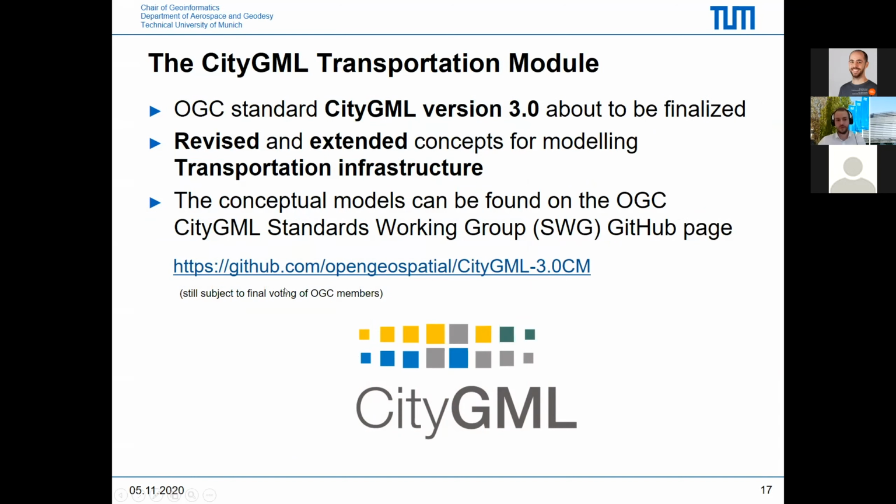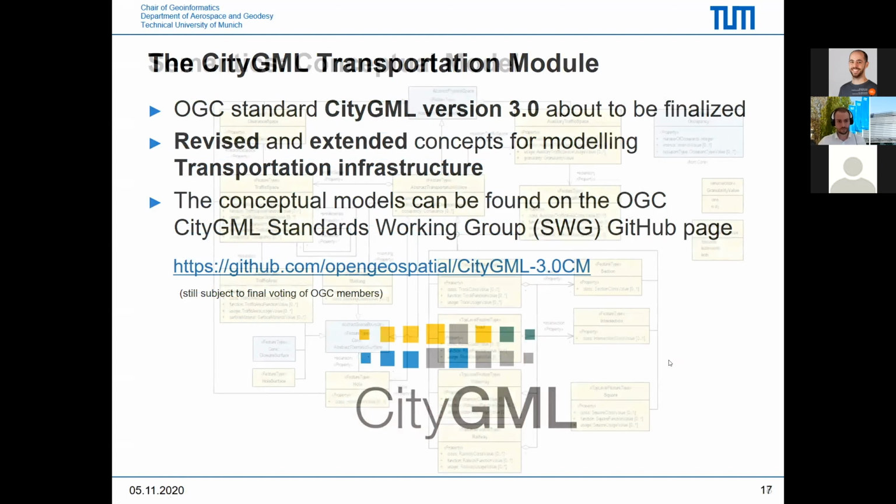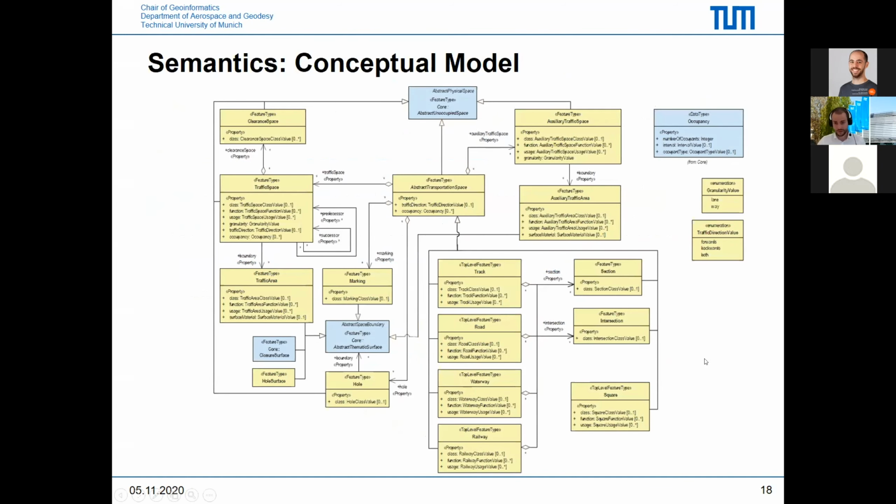You can find the conceptual models, not just on the transportation module, but on CityGML 3.0 in general on a corresponding GitHub page. So if you're interested, follow this link. I think we will provide the presentation after the presentation. So this is what the UML diagram or the conceptual model of the transportation model looks like. This might look a little intimidating at first, but I'll try to guide you through this step by step.